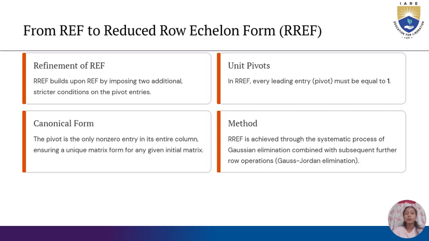Canonical form. The pivot is the only non-zero entry in its entire column, ensuring a unit matrix form for any given initial matrix. Unit pivots. In RREF, reduced row echelon form, every leading entry, pivot, must be equal to 1. So, coming to the method, RREF is achieved through the systematic process of Gaussian elimination combined with subsequent further row operations. It is also known as Gauss-Jordan elimination.